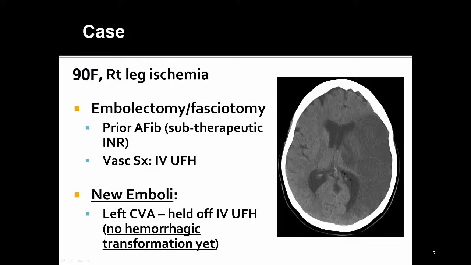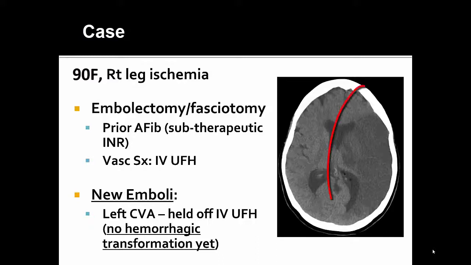Getting to the case, we have a female who undergoes an embolectomy and fasciotomy by vascular surgery for right leg ischemia from an embolus thought to be from the patient's prior atrial fibrillation with a subtherapeutic INR off Coumadin. Post-op, she is started on IV heparin to prevent further embolic events.